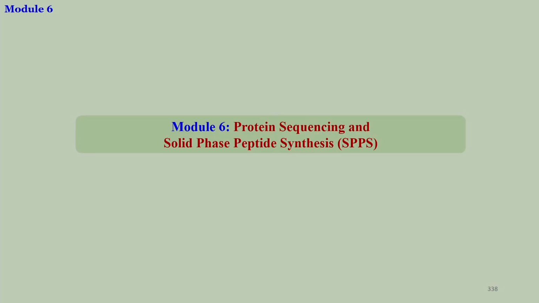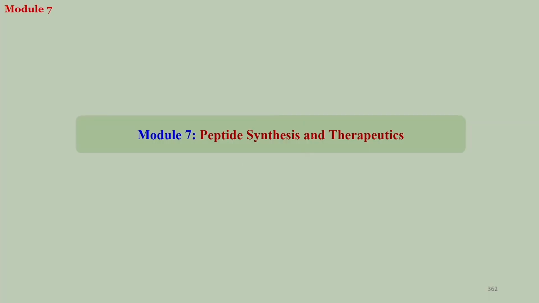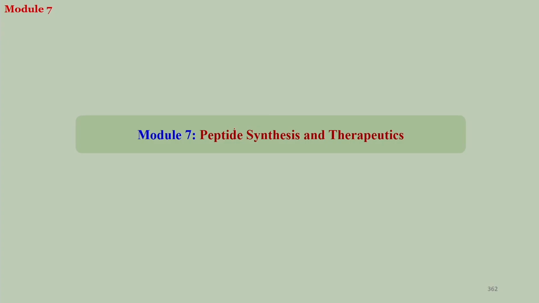So we have been discussing protein sequencing, and that was in module 6. The title of module 6 was protein sequencing and solid phase peptide synthesis. We have completed the protein sequencing, and I think it is a good idea to break this module into two. So today we will start with module 7, regarding the synthesis of peptides, including solid phase peptide synthesis. Module 7 will be about chemical synthesis of peptides and how peptides could be used as therapeutics.